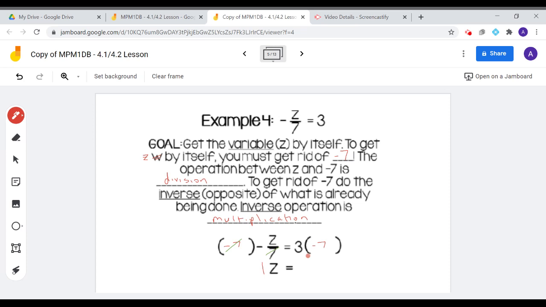On this side, though, when we multiply 3 times negative 7, we don't get 1, we get negative 21. So that means that z, we don't really need this 1z, we could just write as z. Z is equal to negative 21. I want you to get the idea that if we're trying to undo an operation, to isolate or get a variable by itself, then we need to do the opposite operation.